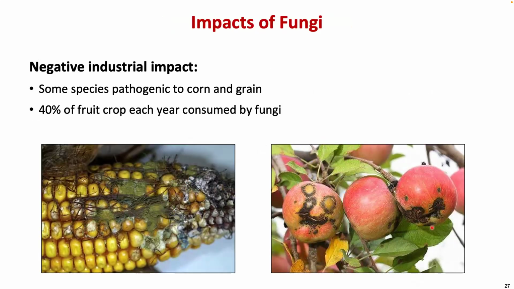And then here we are going to talk about the impact of fungi. Most fungi have both positive and negative impacts, but on the negative side, most of these species affect our grains and cereals and let them rot in the field. An example here is fungal infestation in apple and also in corn.